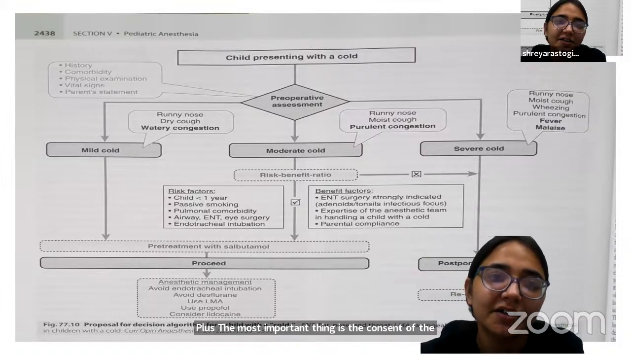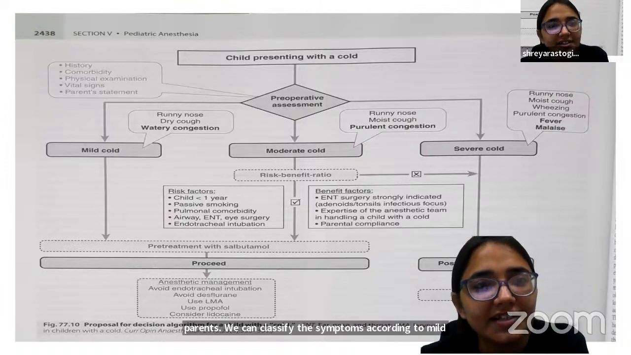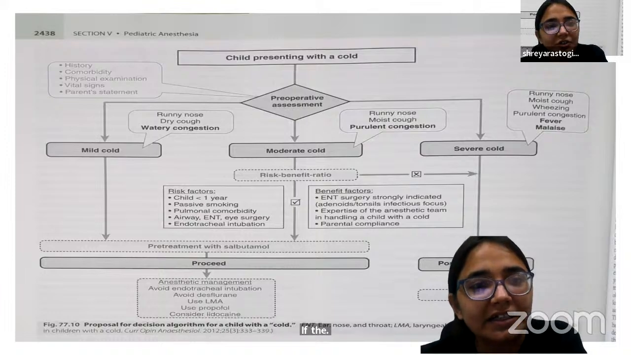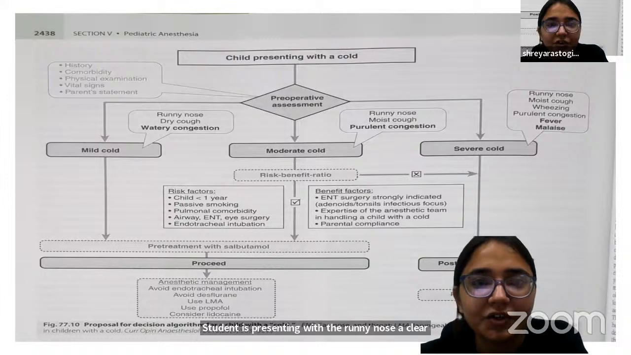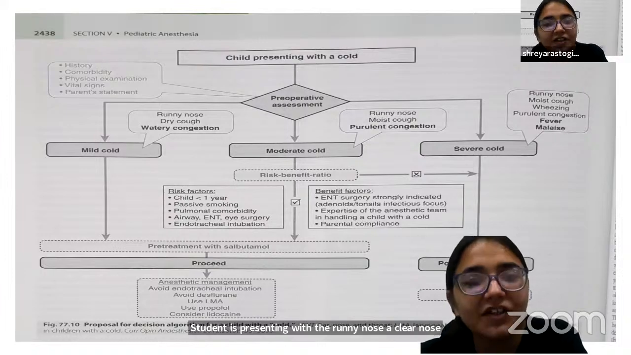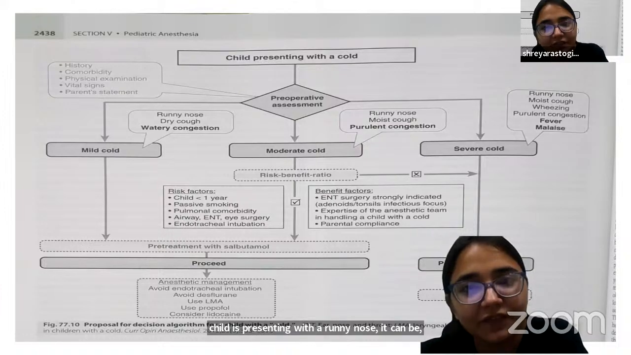We can classify the symptoms according to mild cold, moderate cold, and severe cold. If the child is presenting with a clear runny nose with dry cough, and there is no fever, no wheeze, then we will classify it as a mild cold. But if the child is presenting with a runny nose, it can be purulent, and moist cough, but the patient is not having fever, then we will classify it as a moderate cold.